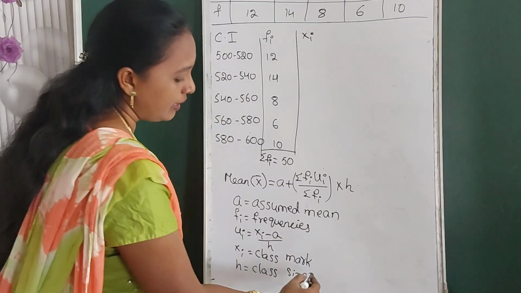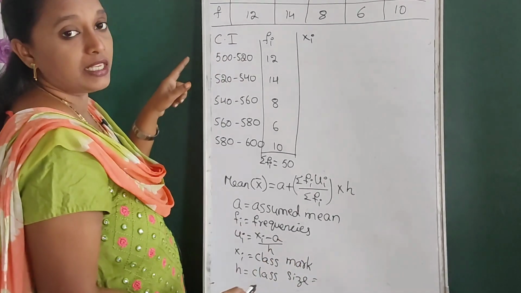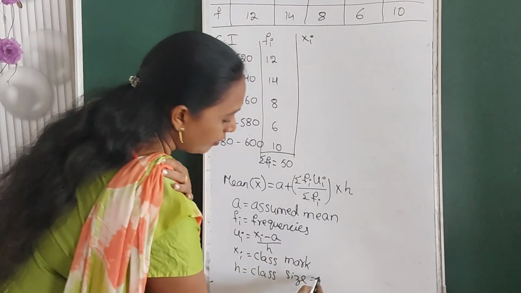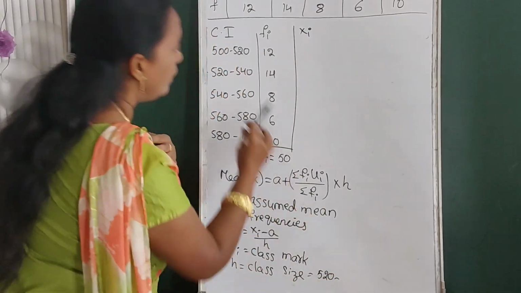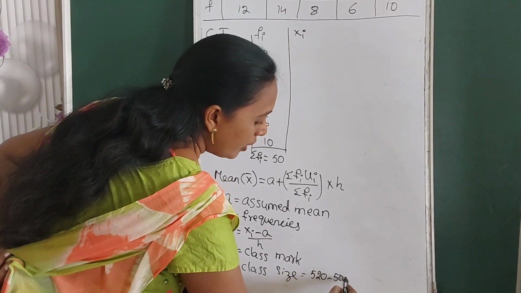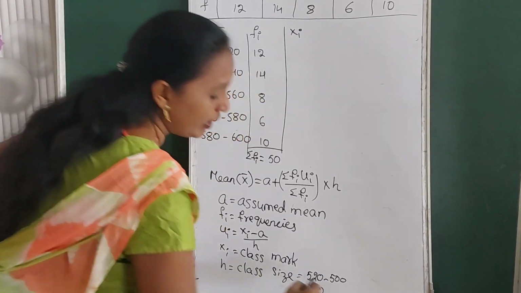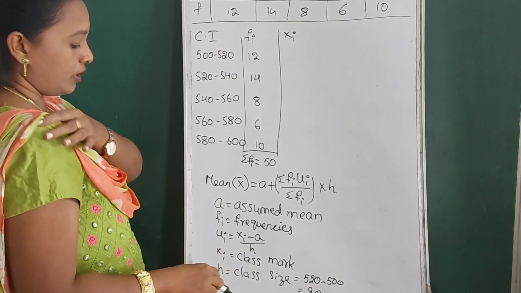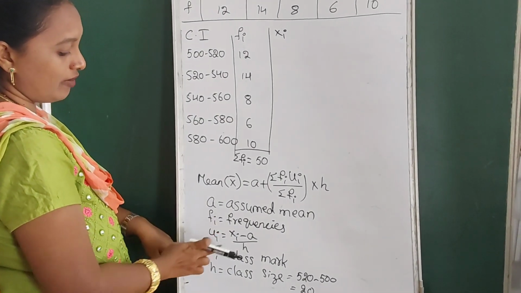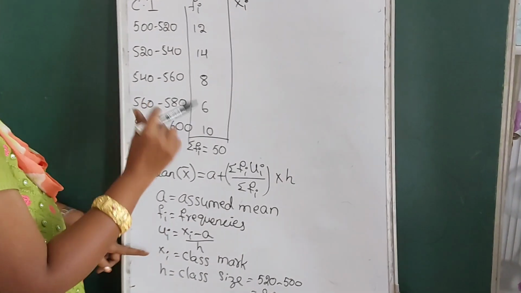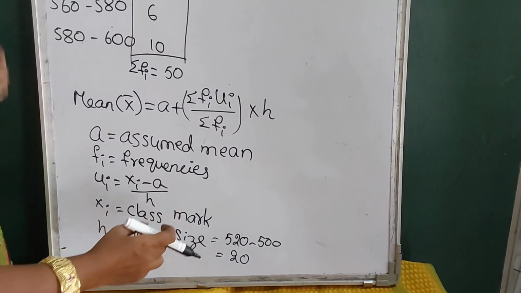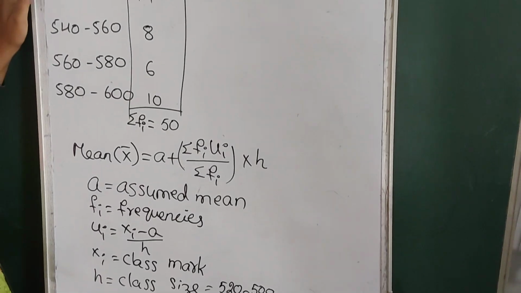Class size means nothing but upper limit minus lower limit. Upper limit here is 520 minus lower limit is nothing but 500. So 520 minus 500 equal to 20. Next, I have to find out the class marks. From this class mark only I will be getting assumed mean. So how to find out the class marks? Class marks are nothing but mid values of the class intervals.